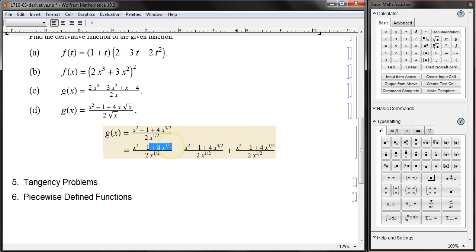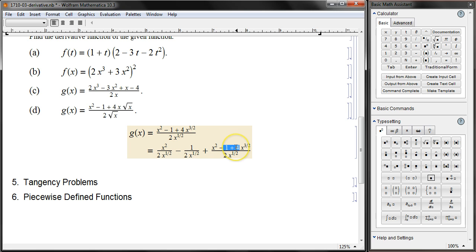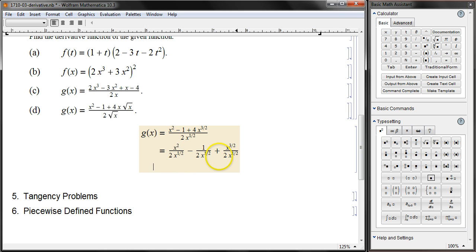And I usually do it this way. Separate the numerator. Okay, these three terms are now separated into 3. And then simplify each fraction. The number part here is 1/2, and x to the what power? Second power up there, 1/2 power. So subtracting one from the other, I'm going to get 3/2 power.